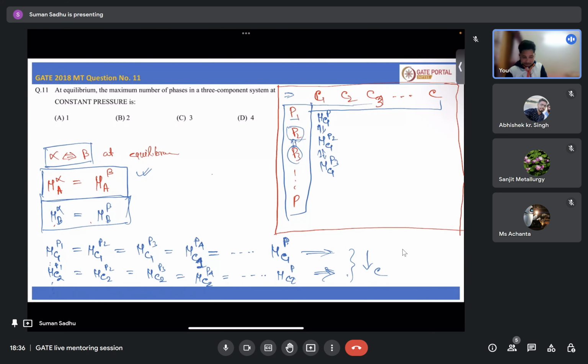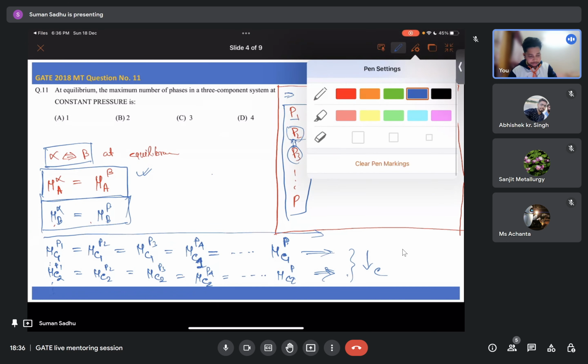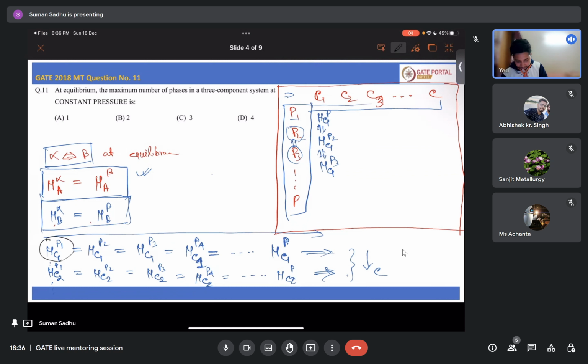And on this side, how many is there? How many equilibria are there? This is one equilibrium, this is another equilibrium, right? And this is another equilibrium. So that means one equilibrium, two equilibrium, three equilibrium, four equilibrium, like this up to how many will it go?